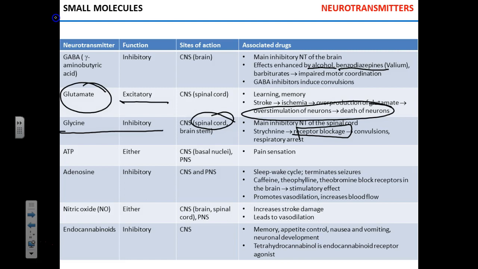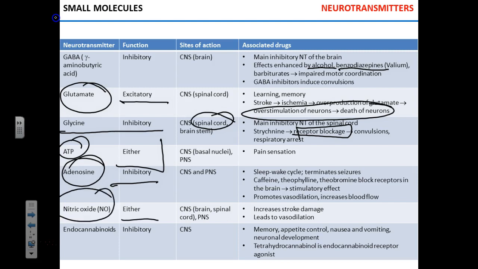Now a few more interesting small neurotransmitters. ATP can be either inhibitory or excitatory, depending on the receptor involved in the pain sensation. And you can imagine you cannot really inhibit ATP. If you inhibit ATP, you're boned. Adenosine is an inhibitory neurotransmitter that controls the sleep-wake cycle. Chemicals like caffeine, which can be found in coffee, theobromine, which can be found in chocolate, or theophylline, which can be found in tea, block adenosine receptors in the brain, and that's why coffee or tea or chocolate have those stimulatory effects.